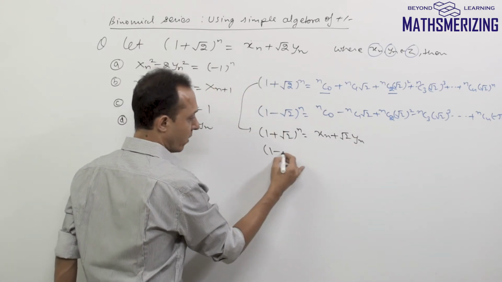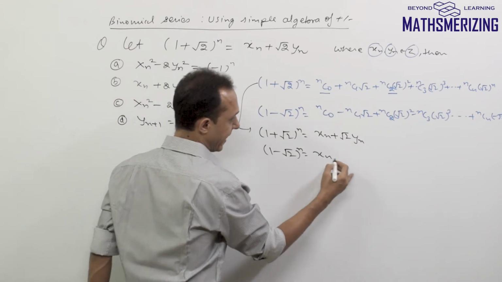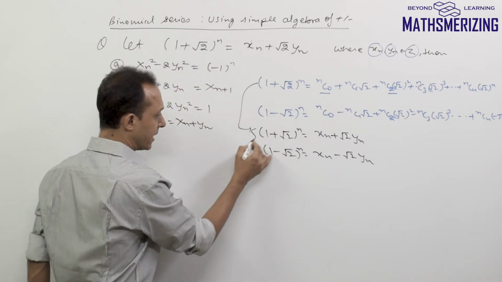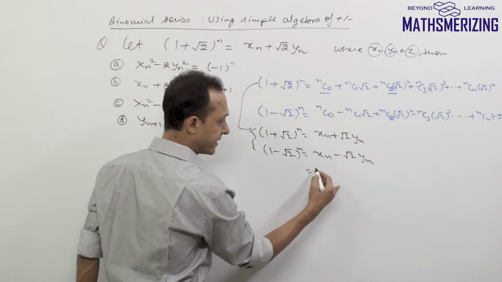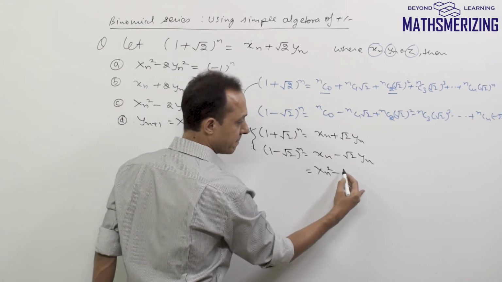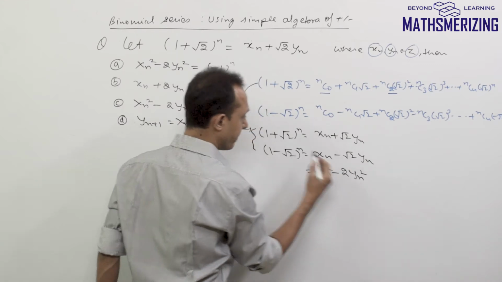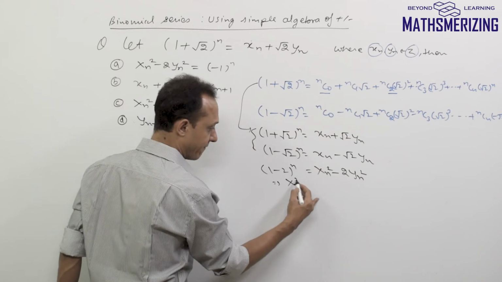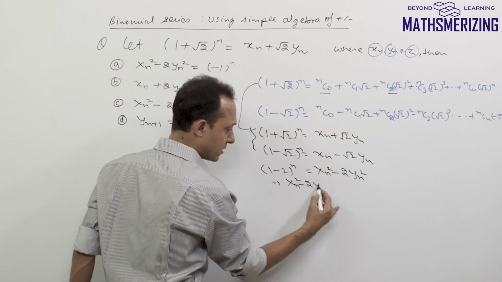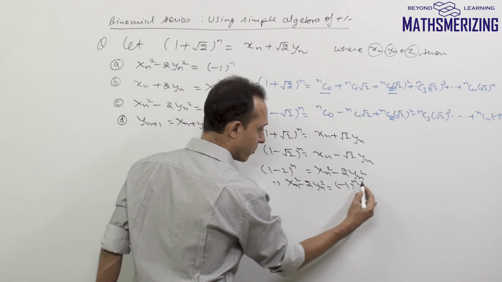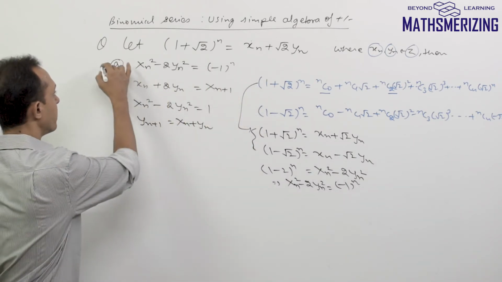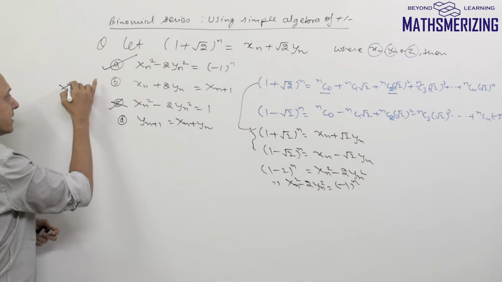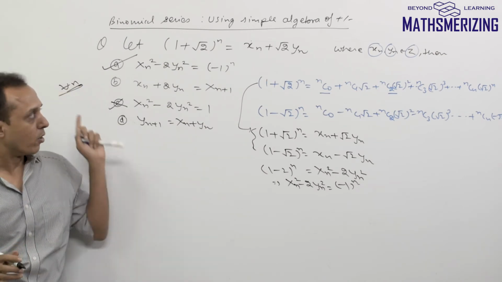And for the second one, (1 - √2)^n, I can write it as xn - √2 yn. So the first thing that I'll do is multiply both of them. When I multiply both of them, on the right hand side, I'll get xn² - 2yn², and on the left a² - b², which is (1 - 2)^n. So from here, I'll get my first result, which is xn² - 2yn², and this value should be equal to (-1)^n. So option number A is correct. That means option number C will be incorrect. We are discussing the result for all natural numbers n, or all integral values of n.